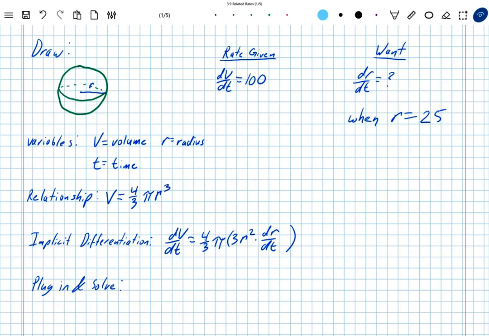All right, this is pretty great. It's tempting right now to maybe solve for a bunch of stuff. In the end, what we really want is this dr dt. And it's tempting to solve for it.